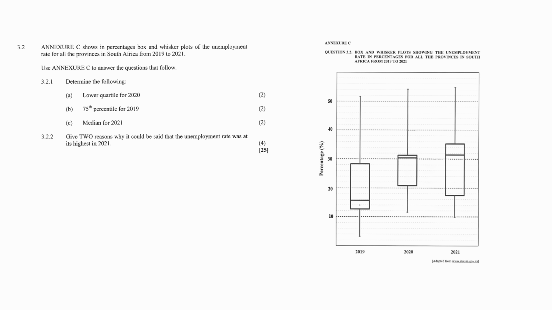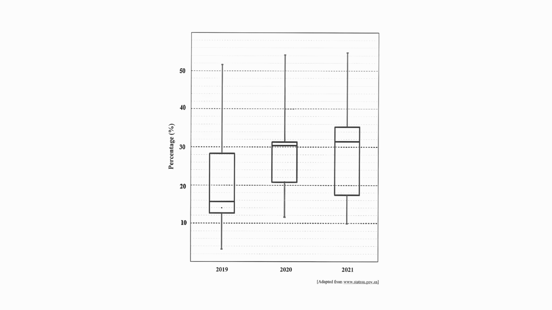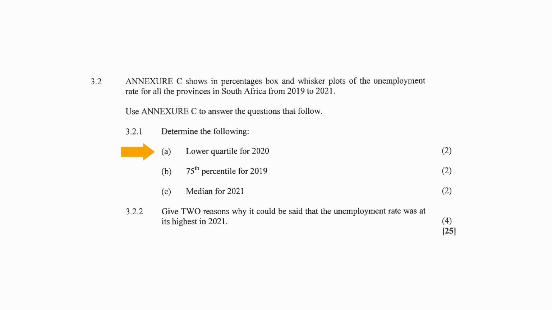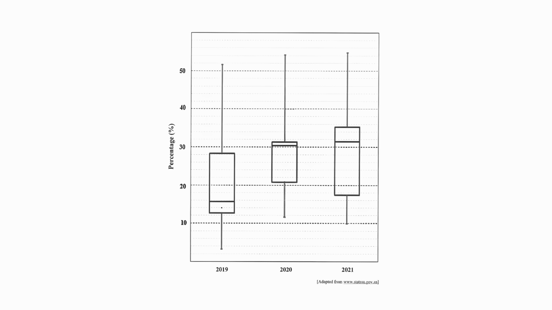Question 3.2 consists of 4 data handling questions that were designed to assess your understanding of box and whisker plots. Annexure C shows in percentages the box and whisker plots of the unemployment rate for all the provinces in South Africa from 2019 to 2021. In question 3.2.1a, you have to determine the lower quartile for 2020. On Annexure C, this box and whisker plot represents the unemployment rate for 2020.